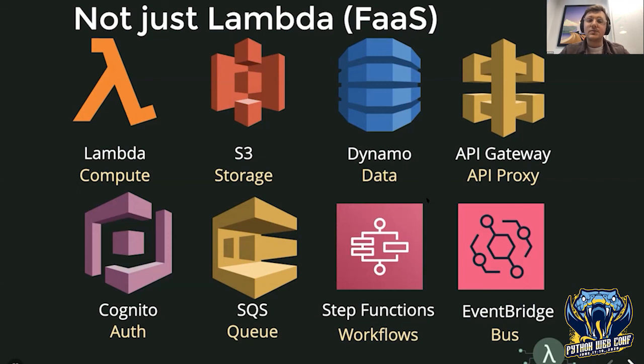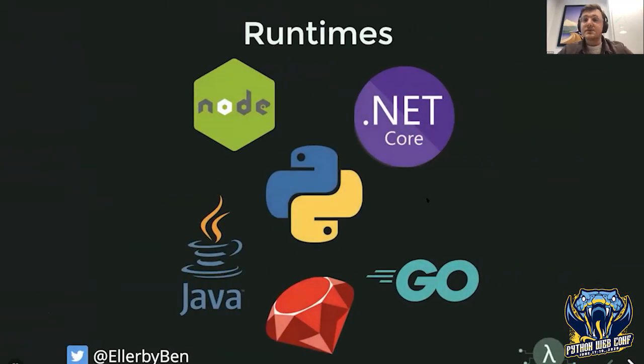Things like S3 to provide serverless storage, DynamoDB as a serverless database, API Gateway as a serverless API proxy, Cognito for identity as a service, serverless queuing systems like SQS, step functions for workflows, and EventBridge, which is a serverless event bus, which is something I'm going to talk about later, and how we can sort of orchestrate these serverless microservice architectures.